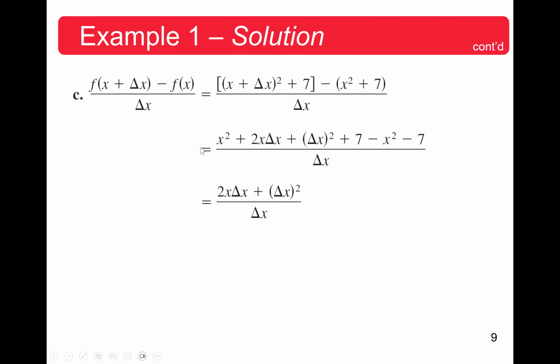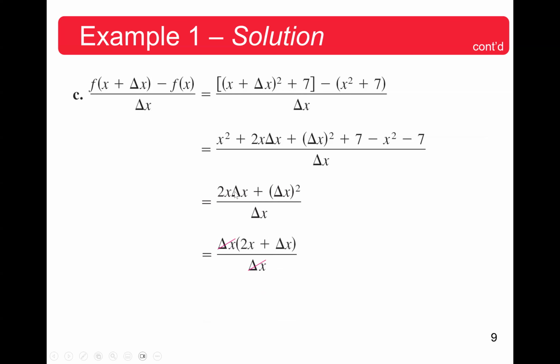Okay, s squared will cancel minus s squared. 2s dx didn't cancel, so we put it back. Also plus 7 cancels minus 7. And the x squared didn't cancel, so we bring it here, divided by dx. Now, if you like, we can take ds out, and then we cancel.